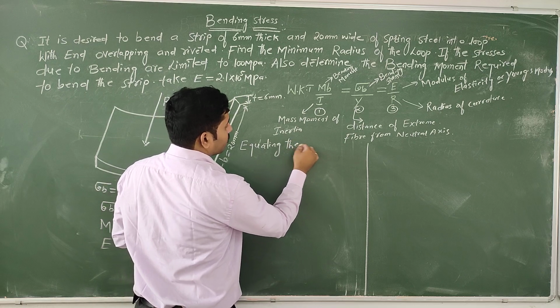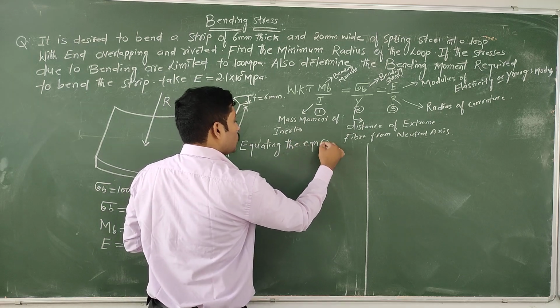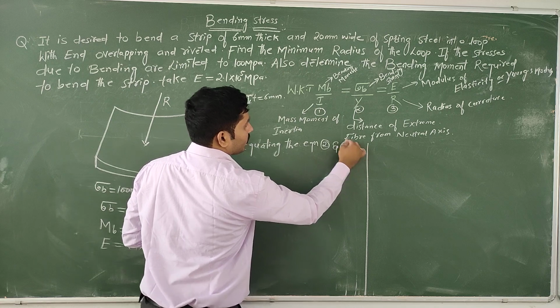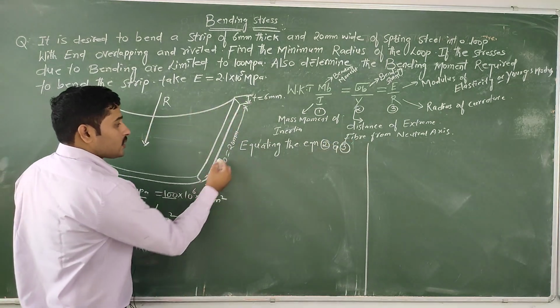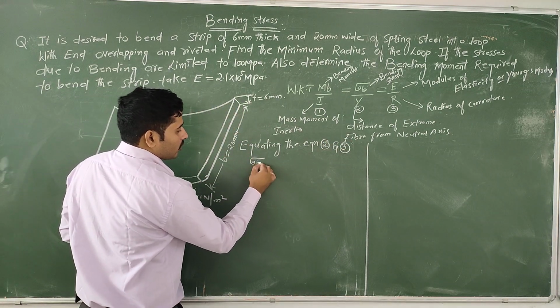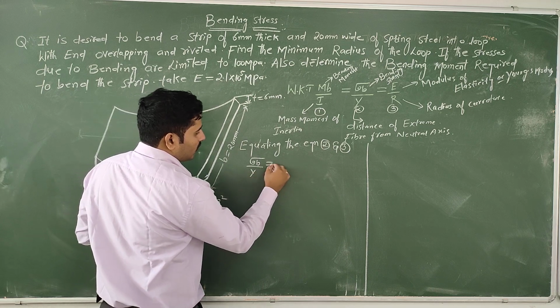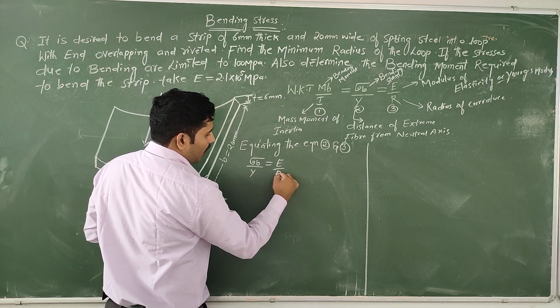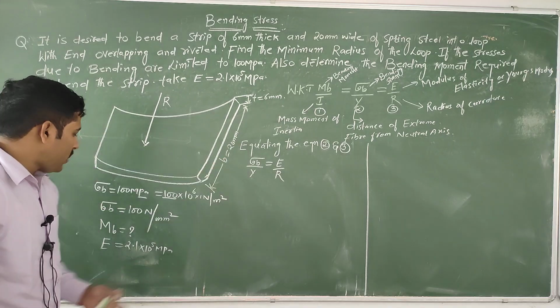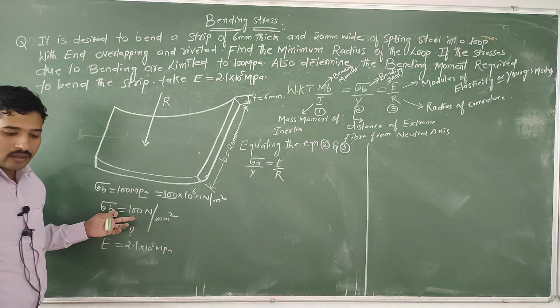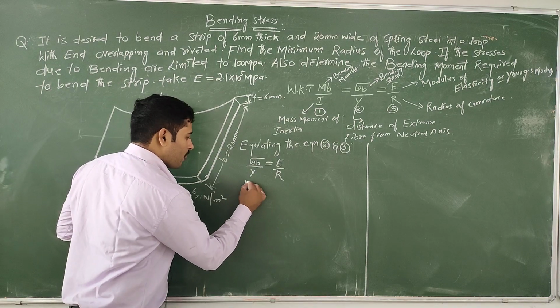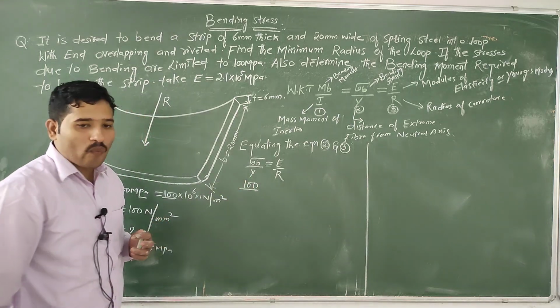Equating the equation 2 and 3, then sigma B by Y equal to E by R. The sigma B value is 100. We need to find out the Y value.